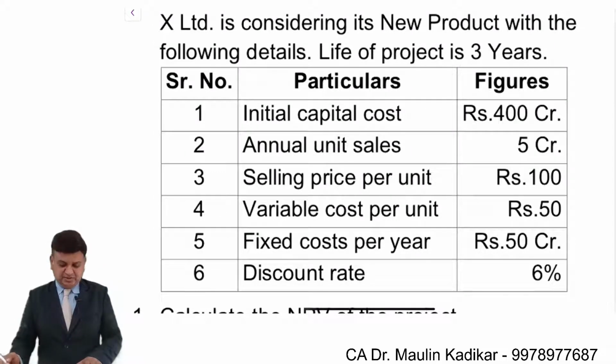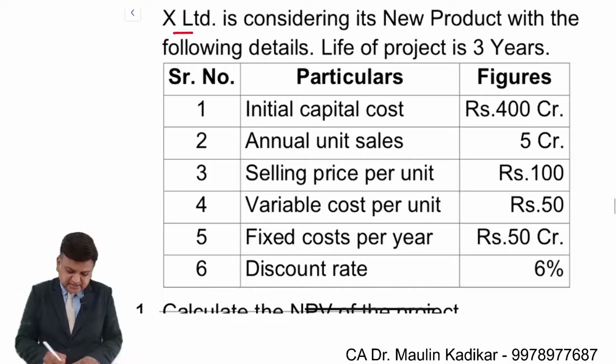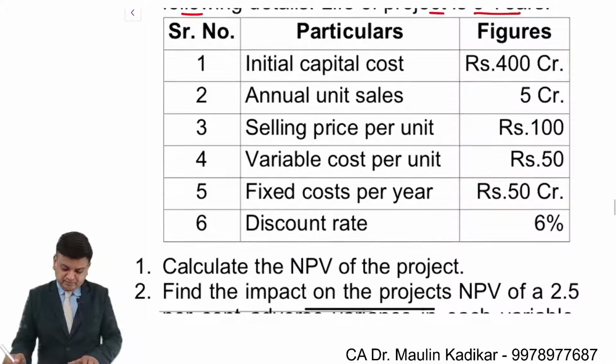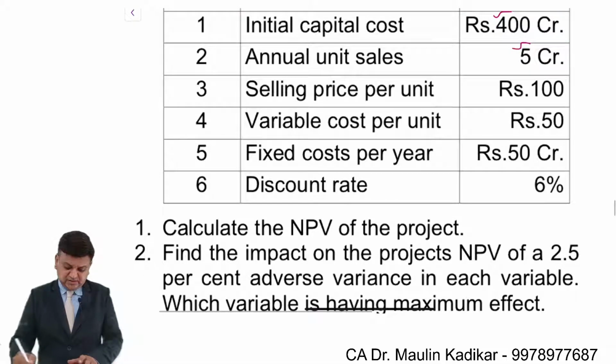Let us see our next question. X Limited is considering its new product with the following details. Life of the project is 3 years. Initial capital cost is rupees 400 crore. Annual sales is 5 crore number of units.